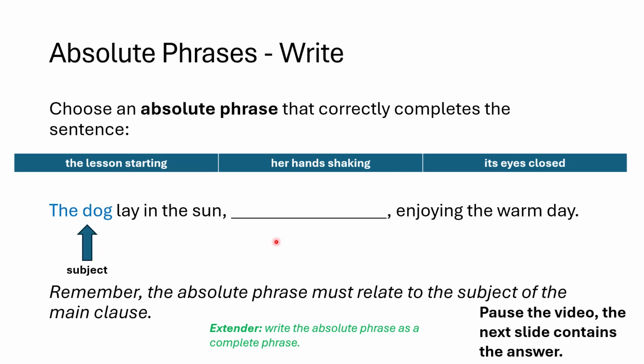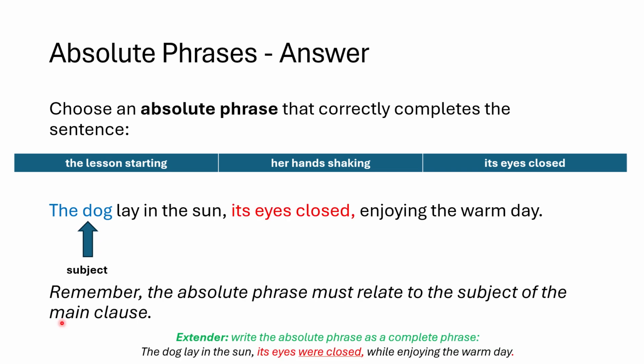The dog lay in the sun. The lesson starting. Enjoying the warm day. The dog lay in the sun, her hands shaking, enjoying the warm day. The dog lay in the sun, its eyes closed, enjoying the warm day. Pause the video. The next slide contains the answer. The dog lay in the sun, its eyes closed, enjoying the warm day. Here is the answer to the extender. The dog lay in the sun, its eyes were closed, while enjoying the warm day.